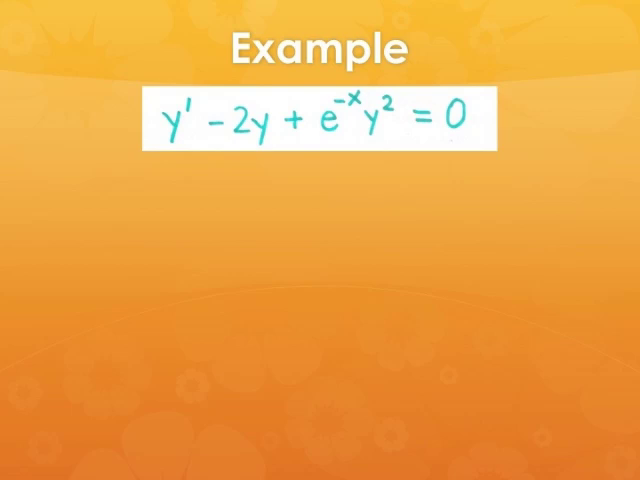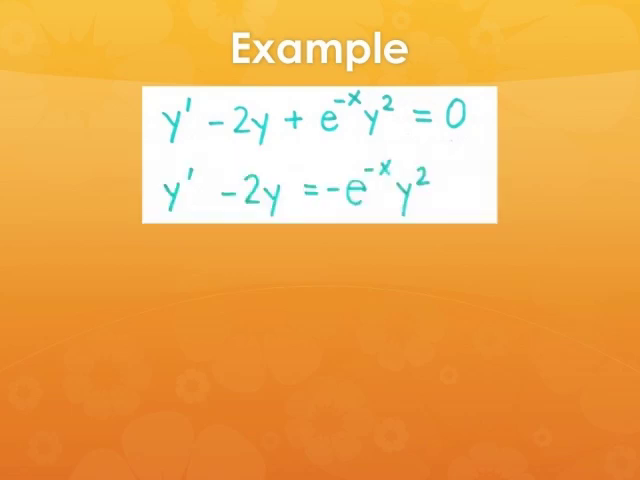y prime minus 2y plus e to the negative x y squared equals 0. Notice how every single term has a y in it. If you see an example like this, then there's a good possibility you will want to use this method.